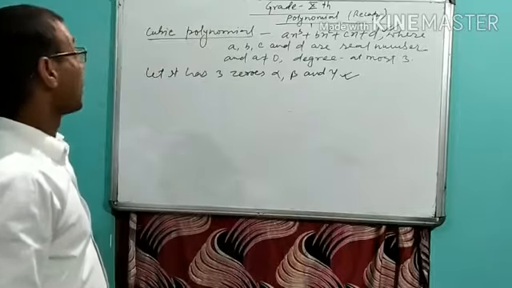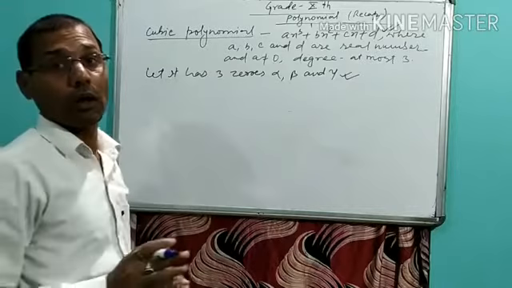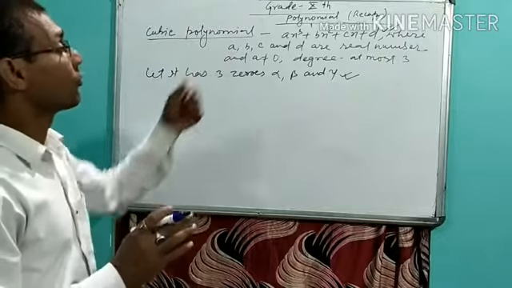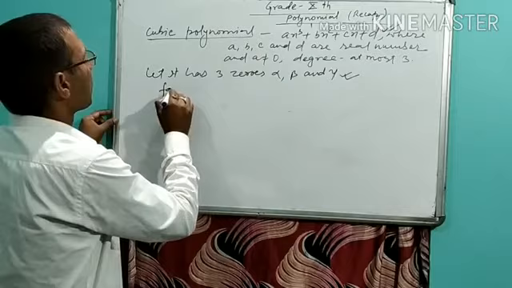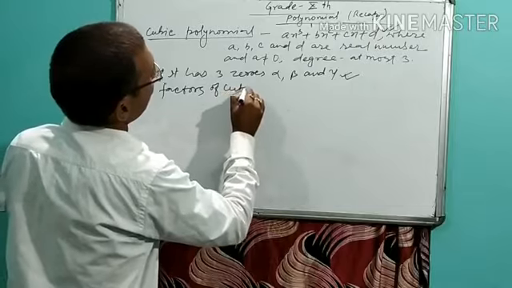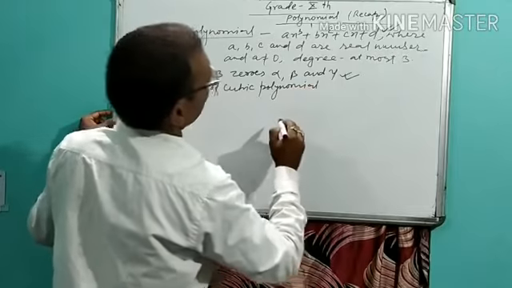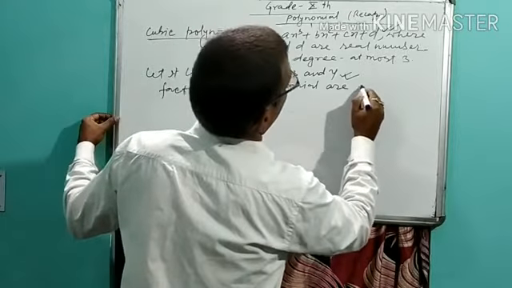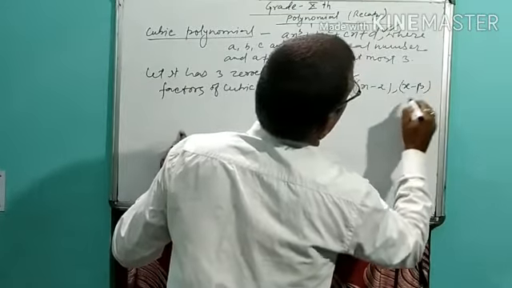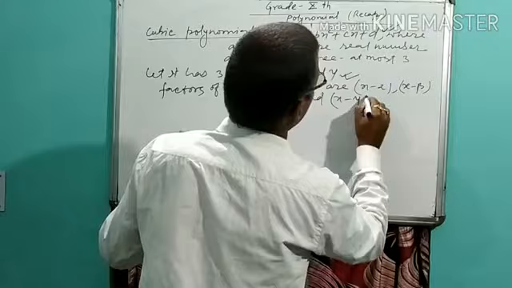Alpha, beta and gamma are the zeros of the cubic polynomial. By the factor theorem, there are 3 factors of this cubic polynomial. Factors of the cubic polynomial are x minus alpha, x minus beta and x minus gamma. These are the factors.